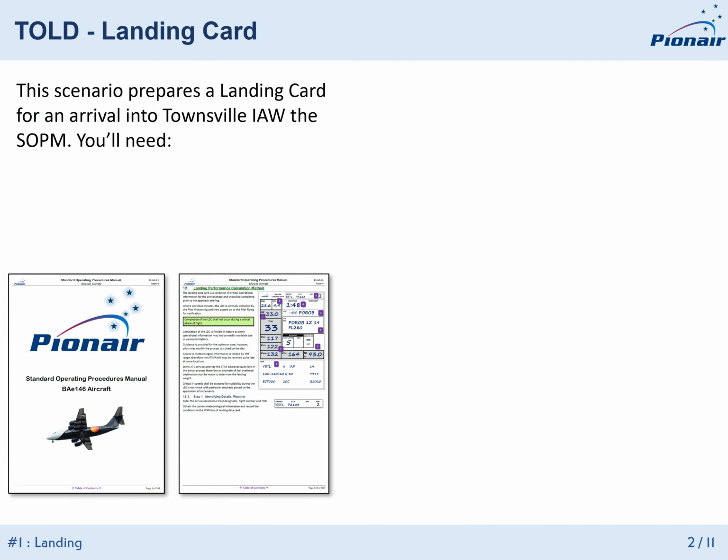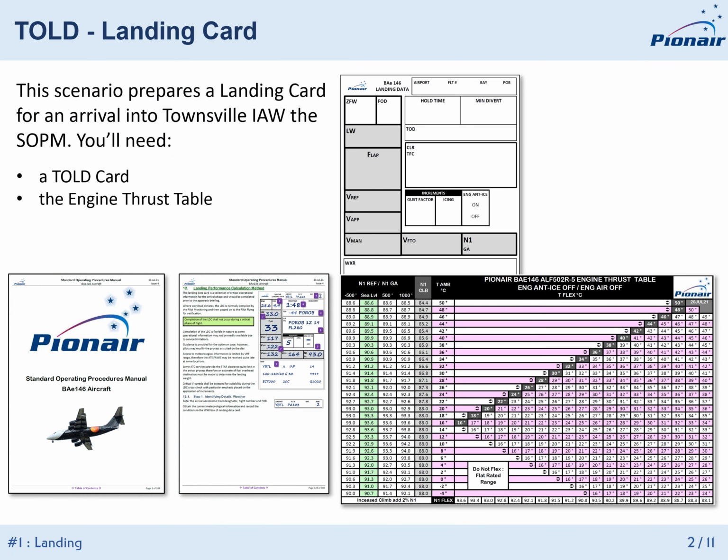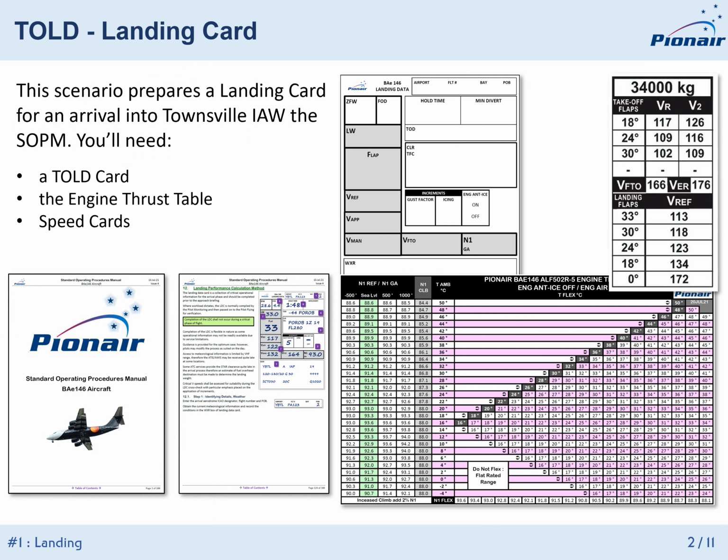So as you've already gathered, this video demonstrates the preparation of a takeoff and landing data card for landing. To follow along, you're going to need at least the landing side of the new format takeoff and landing data card, access to the engine thrust reference table card, which you'll find on Comply 365, and of course, the speed cards. We're in a 300 series today.